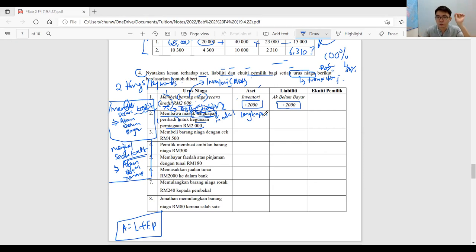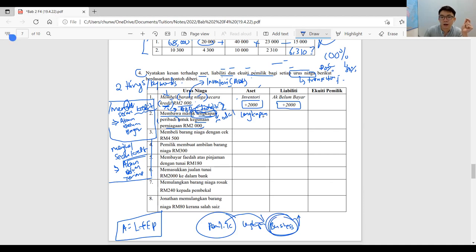I told you, because of the concept entity persamaan, you remember? The pemilik, the owner, is different from the business. And now the pemilik bawa masuk the lengkapan, and therefore we know that the lengkapan akan bertambah. That's why here we tambah berapa ringgit? The lengkapan is worth 2,000 ringgit. So you tambah 2,000.